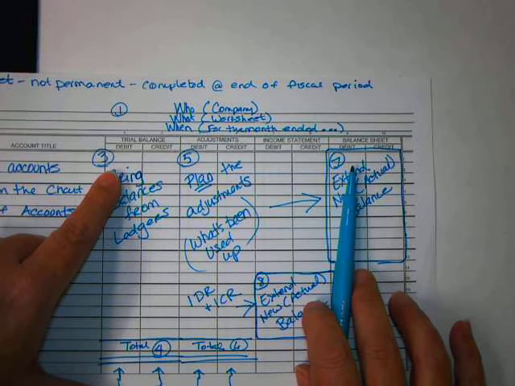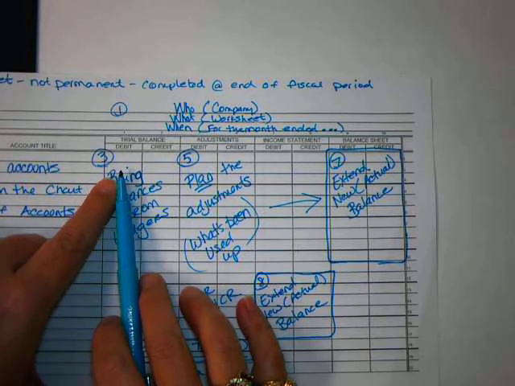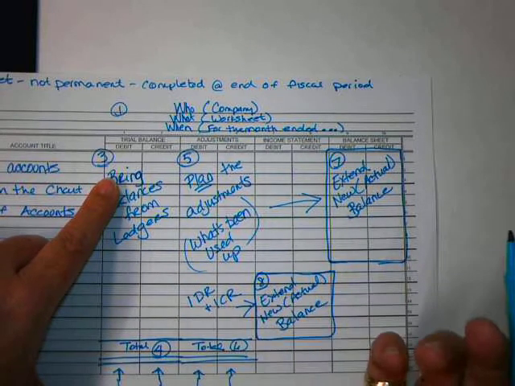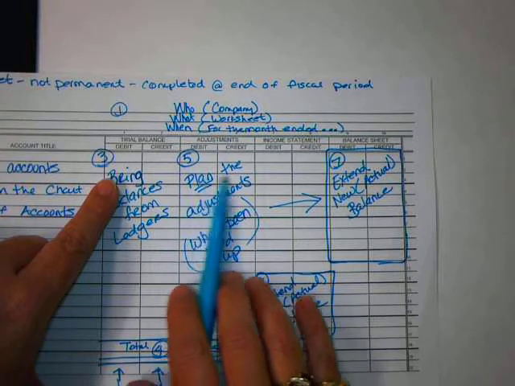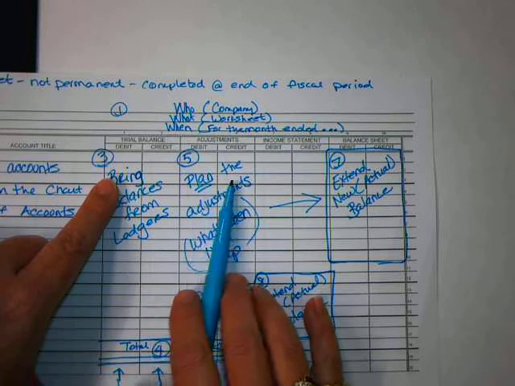Okay? Now for supplies. Supplies is an asset. It has a debit balance. We've been buying supplies all year. But I just said we have to account for what we've used up. So we figured out what we used up and we put that in the adjustments column. So if we need to decrease supplies, am I going to put it in as a debit or credit?